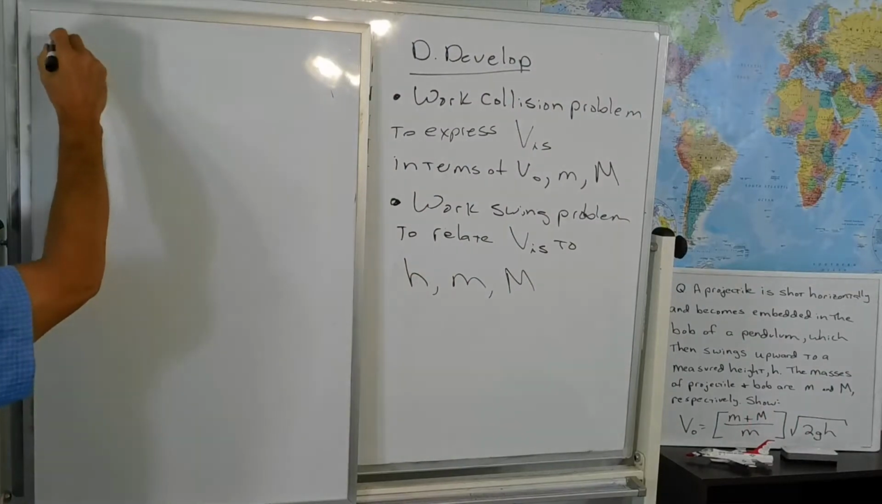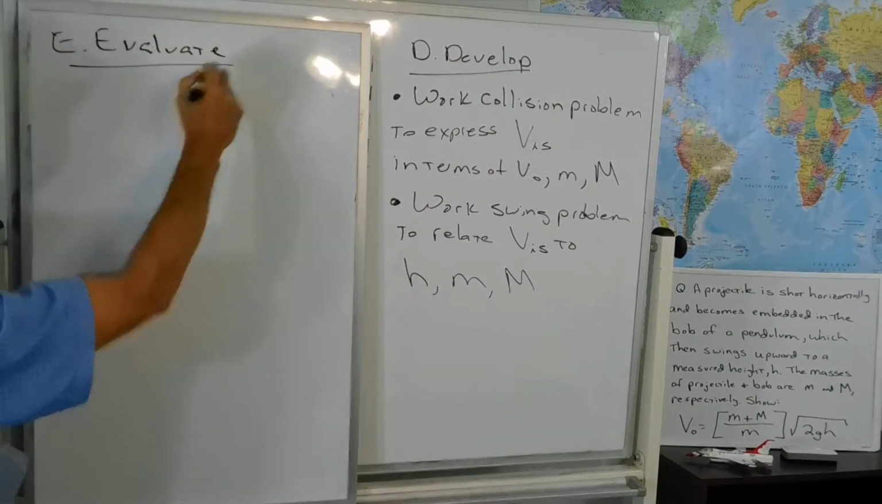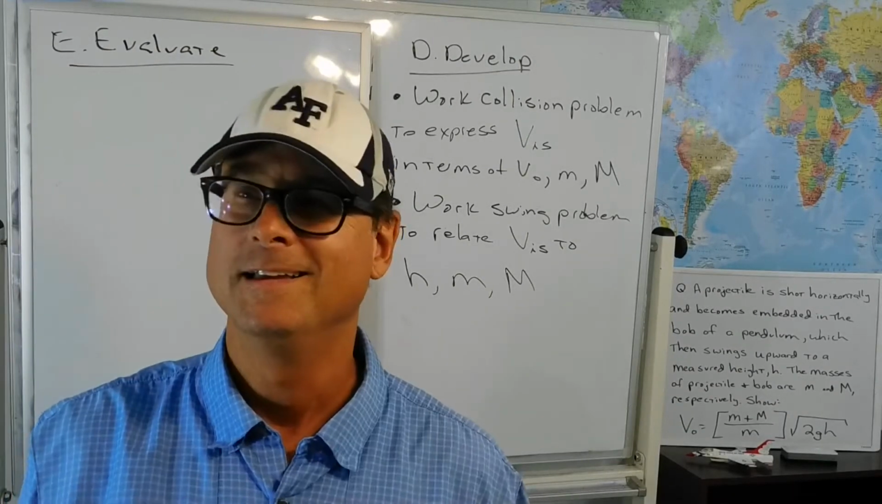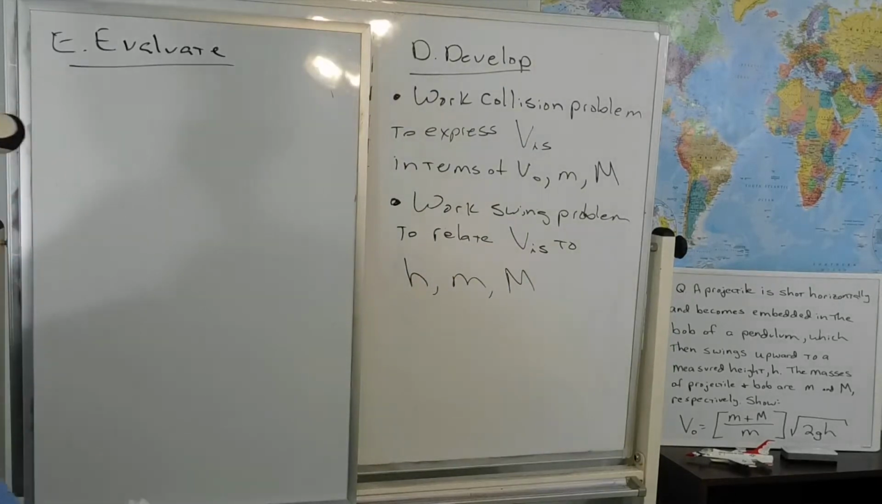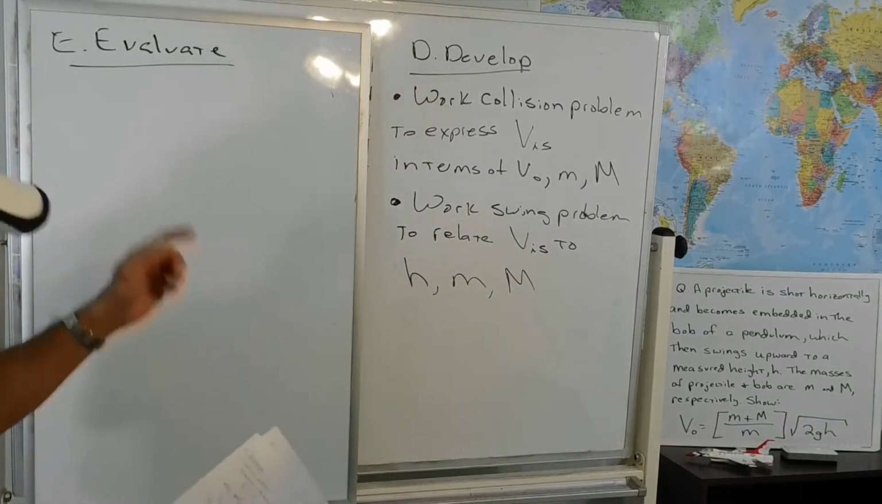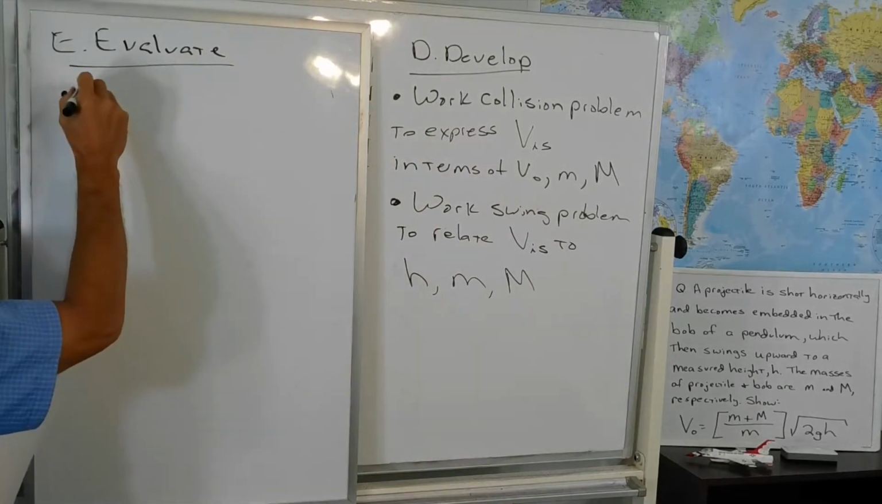As we evaluate, we want to keep in mind that for the first half of the problem, the swing isn't really important. It's just that there's this collision between two objects with the given masses. One of them starts at rest, one of them starts with V0. So let's go ahead and work the collision problem.